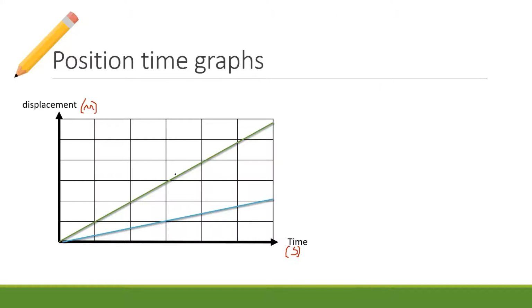Okay, so first we're going to discuss, well, what does the gradient mean? The gradient, for those of you that don't remember, is rise over run. But the gradient of a displacement time graph is more than just the rise over run. The gradient is the rate at which displacement changes over time. So it's how quickly is your position changing? Is your position changing very slowly, or is it changing very quickly?